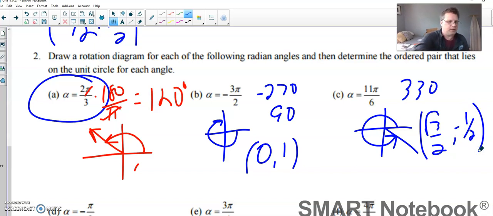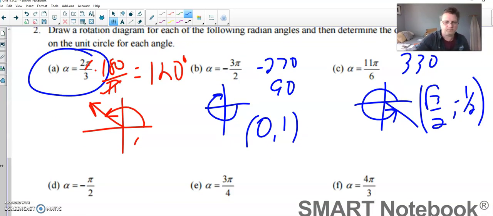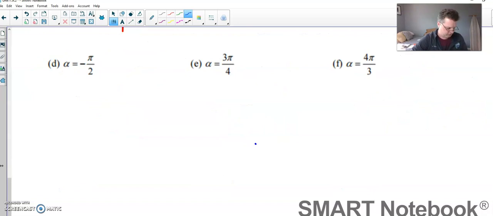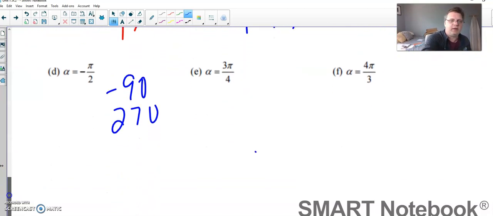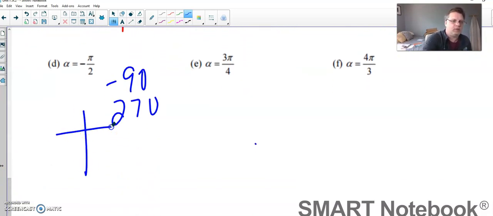Okay. D is negative pi over 2, which is negative 90, which is the same as 270. Did I draw it? Yeah, I did. Okay, so negative 90 like this. So it's 270 degrees, which is 0, negative 1. Okay.